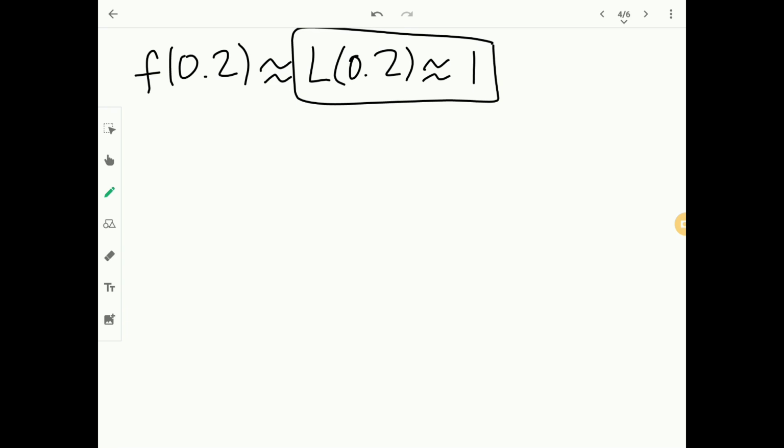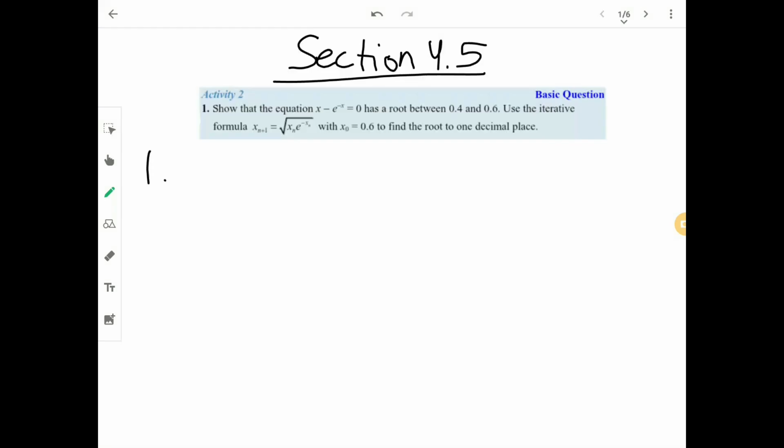Let's do some grid questions related to this, shall we? Okay guys, let's move on to section 4.5, which is the next section required for the periodic. This section deals with solving equations graphically, solving them by rearranging, and what better way to learn than by solving this quick activity. So let's do activity 2 number 1.